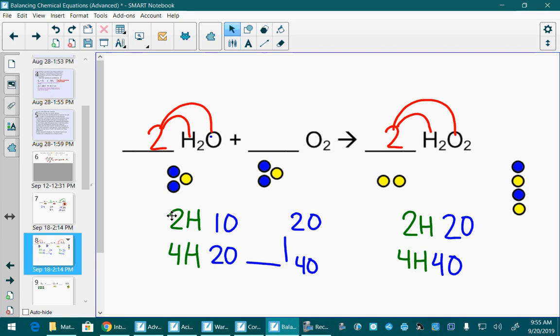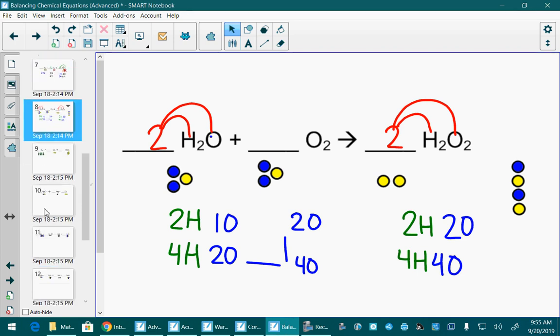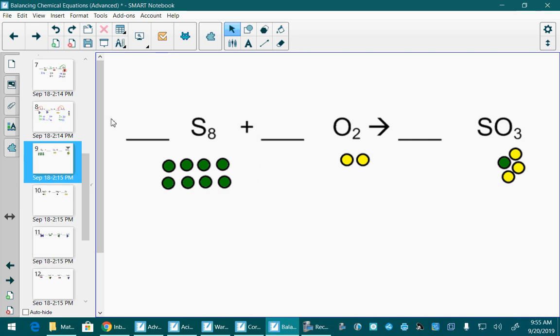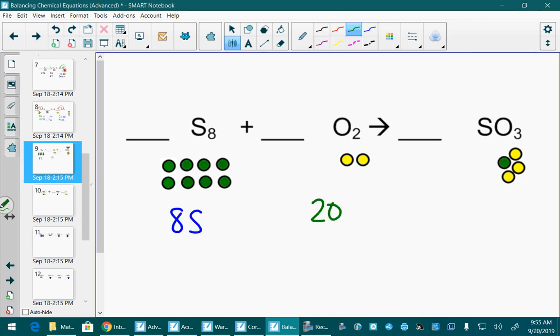We're going to go through the next one here, looking at sulfur and oxygen. We make sulfur trioxide, I think that is. So I have S8, which is 8 sulfurs, and I have 2 oxygens. My molecule on the right, I have 1 sulfur and 3 oxygens.